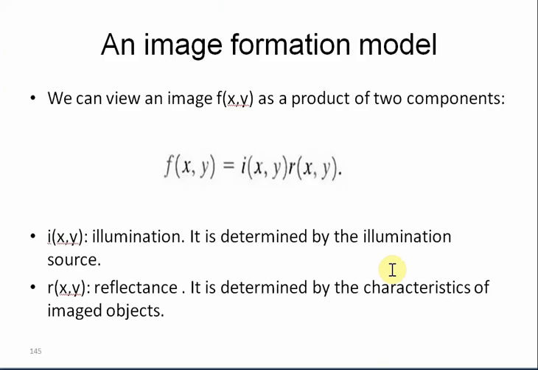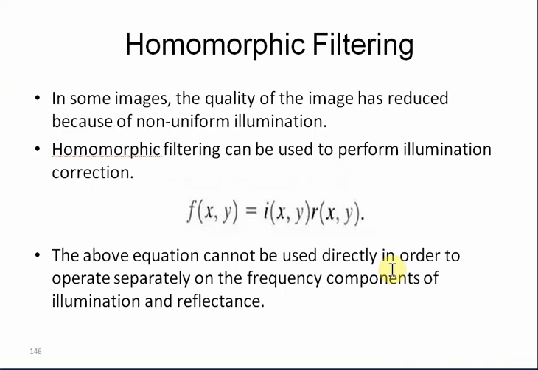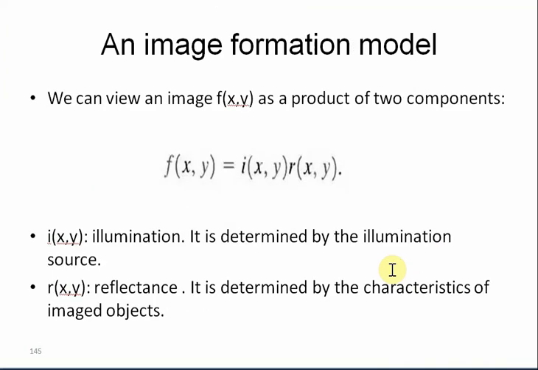Now coming to another topic, homomorphic filtering. First of all, you should concentrate on the image formation model already discussed in the first unit. You know that f(x,y), the original image, is the product of two components, i(x,y) and r(x,y). Here i(x,y) is the illumination and r(x,y) is the reflectance. The illumination is determined by the illumination source, and the reflectance is determined by the characteristics of the imaged objects. Already discussed in the first unit.